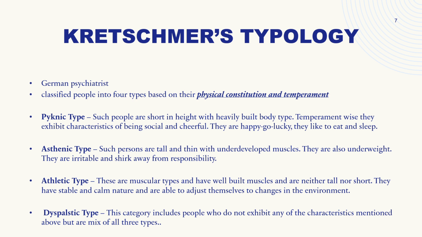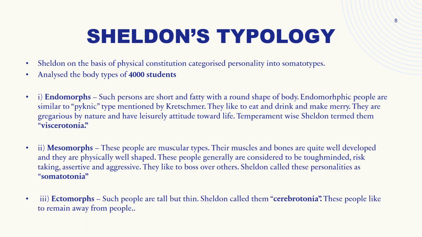Athletic type. The name itself suggests that they are muscular people. They have well-built muscles. They are neither tall nor short. They have stable and calm nature and they are able to adjust themselves to changes in the environment. Now, the fourth one is the dysplastic type. Sorry, there is a typo. This is dysplastic. This category has people who do not exhibit any of the characteristics mentioned above, but they are a mix of all. We call them dysplastic type. So, the classification given by Kretschmer based on the physical constitution and the temperament are picnic, asthenic, athletic and dysplastic.